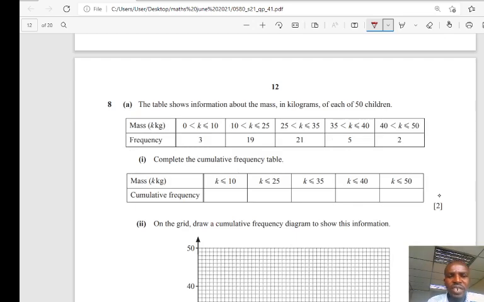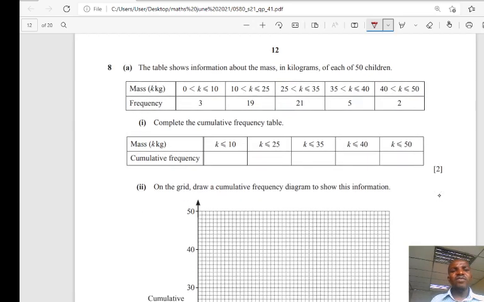The table shows information about the mass in kilograms of each of 50 children. Then complete the cumulative frequency table. Cumulative frequency, as you can see here, it's less than or equal to 10. We have 3 which are below 10, so for less than or equal to 10, we can write 3. There are only 3 children in this case out of 50 of them. Then to find less than or equal to 25, you add this and this. Both this one's 3 and this one 19 are less than or equal to 25. So you say 3 plus 19, you get 22.